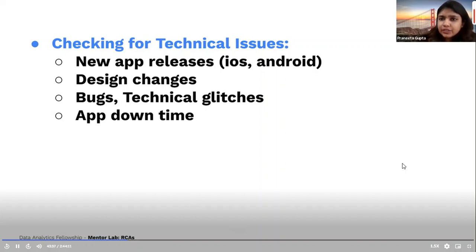Then, if there are any technical glitches, say I'm trying to press a button and it's just not going forward, then that could have caused this. And then app shutdowns happen. App downtime happens all the time. Now, if app downtime has happened, you really can't do anything about it. You can't solve it, but at least you've identified what had caused the issue.